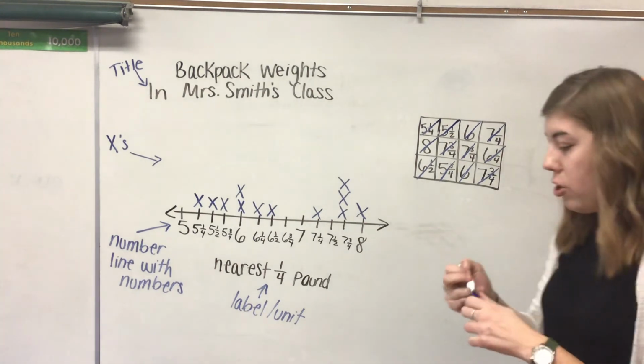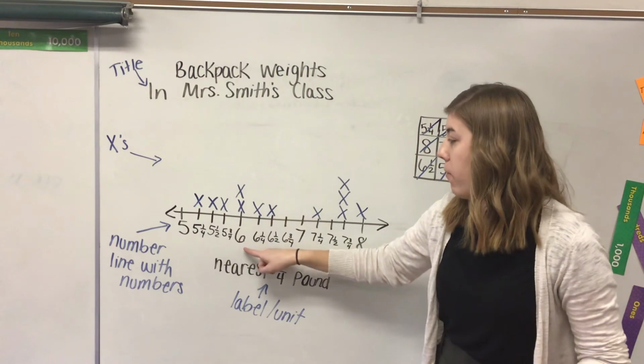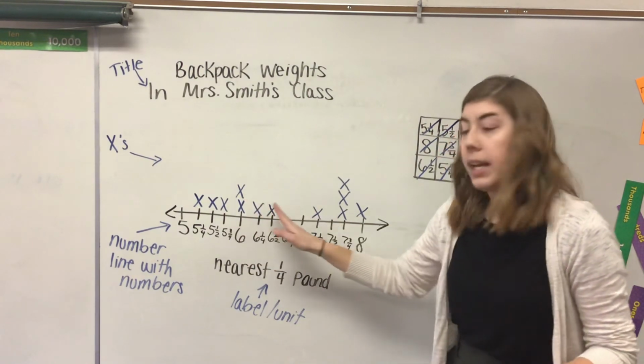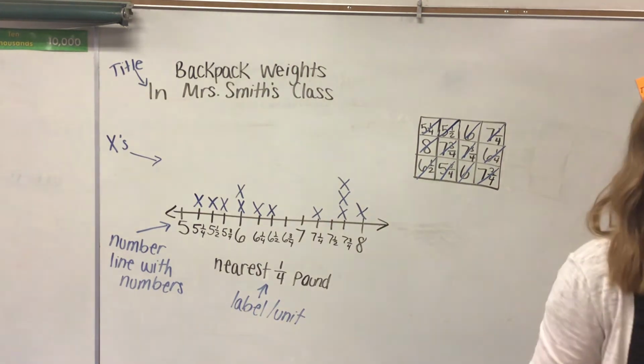I could also ask you to total up how many pounds the backpacks weighed. So what I would then do is add together 5 1/4 plus 5 1/2 plus 5 3/4 plus 6 plus 6, and continue adding the amounts that I have X's for, the number of times that I have X's for.